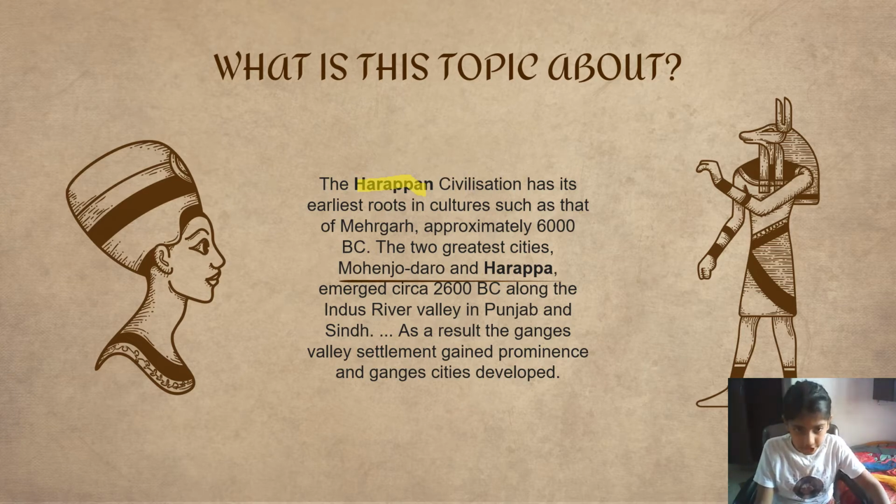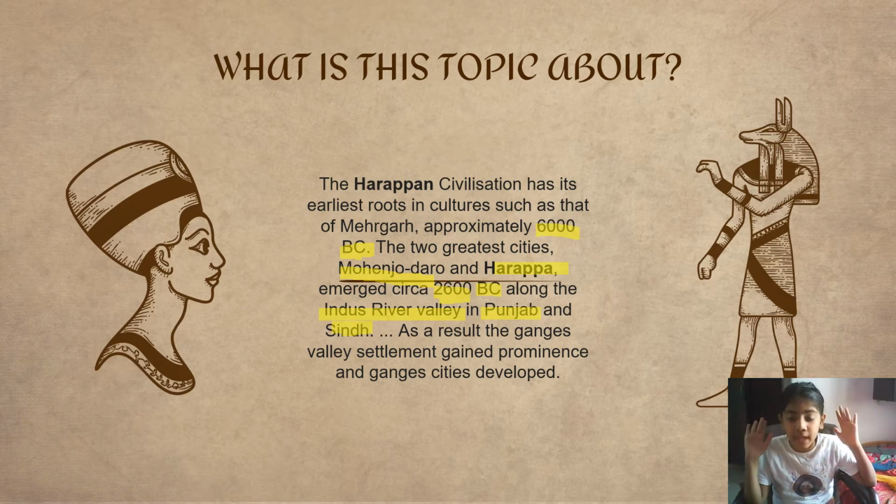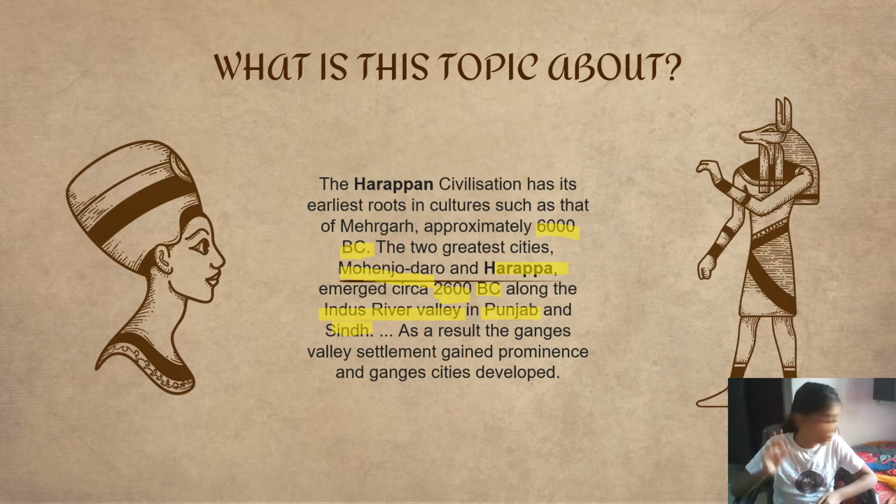The Harappan civilization has its earliest roots in cultures such as that of Mehrgarh, approximately 6000 BC. The two greatest cities, Mohenjo-daro and Harappa, okay? They emerged around 2600 BC along the Indus Valley in Punjab and Sindh. Here, Punjab is not the present-day Punjab in India. The Punjab is in Pakistan. If you just have a look at your textbook, you will know.